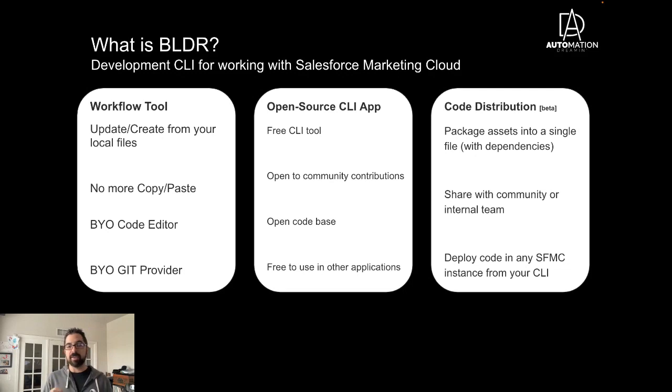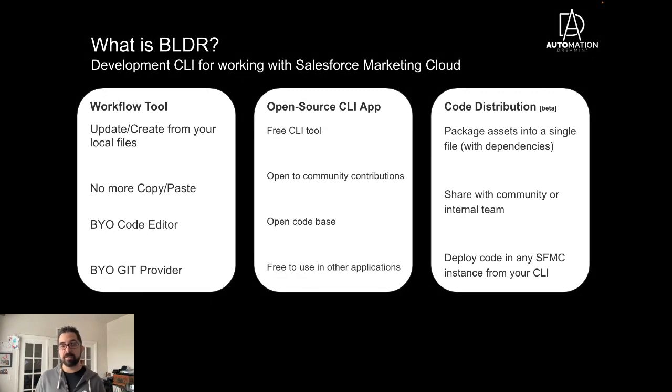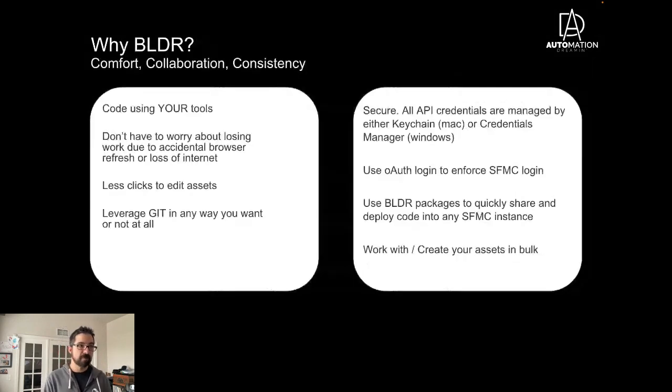It grabs and updates all your dependencies. So if you have other code snippet blocks or data extensions that are referenced in your code, Builder will detect them and take action based on what they are. Then once you have that code packaged, you can commit that to a public or private GitHub repository and share that with your community or your internal team. Community members or team members can then install those packages from that GitHub repository and deploy it into any Salesforce Marketing Cloud instance with just a few commands.